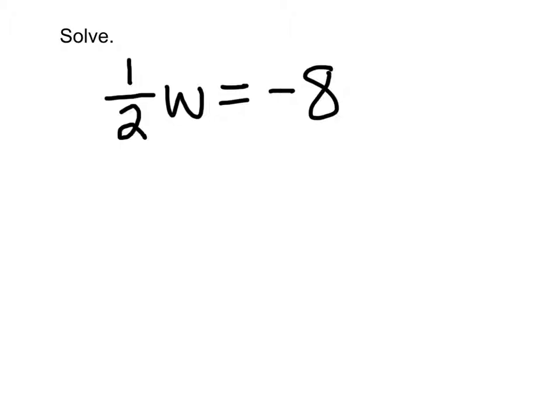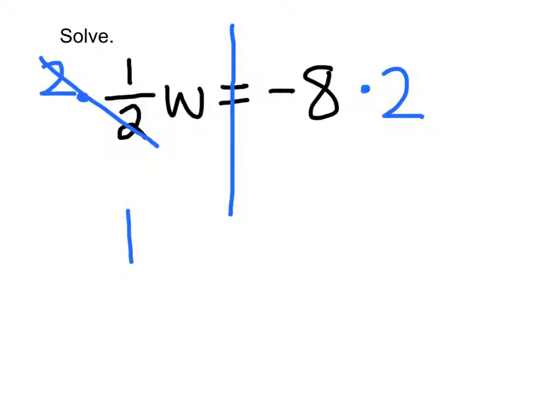In my next equation, once again, we have a fraction. Fractions are division, so to clear division, we're going to multiply. So let's start once again by splitting this into a left side and a right side. Over here, I'm going to clear the fraction, so I'm going to multiply by 2. Over here, I'm going to multiply by 2. I'm now left with 1w equals negative 8 times 2 is negative 16.